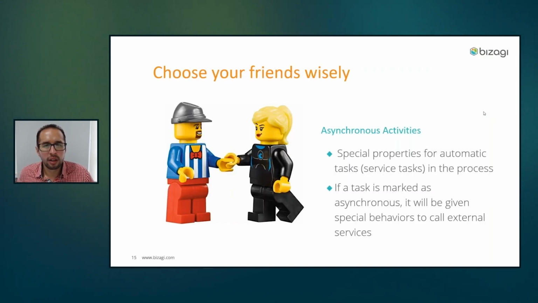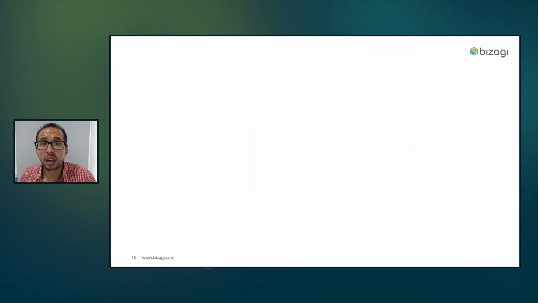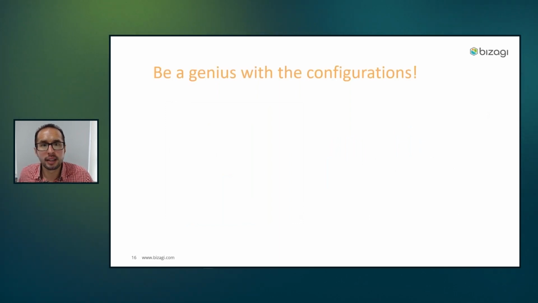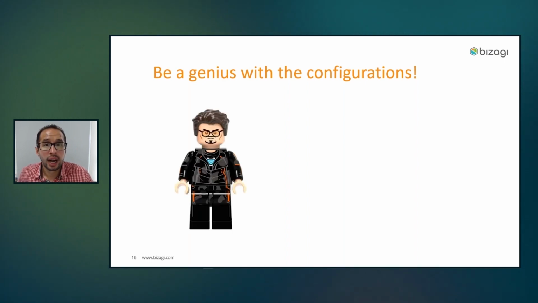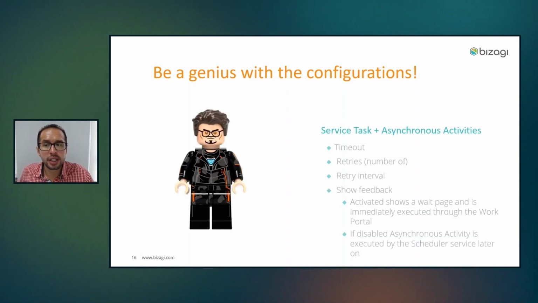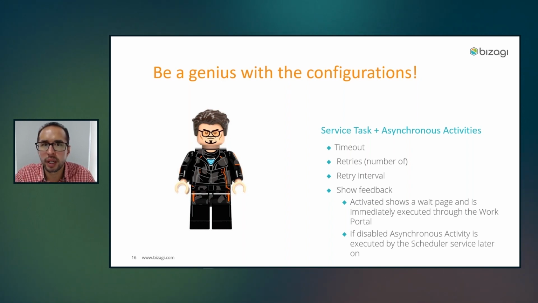But now, the next one is, if you are going to have these friends next to you, then the next advice is that you need to be a genius with the configurations. It means that you need to understand the meaning of every single property that is available here in terms of the configurations that you are doing.